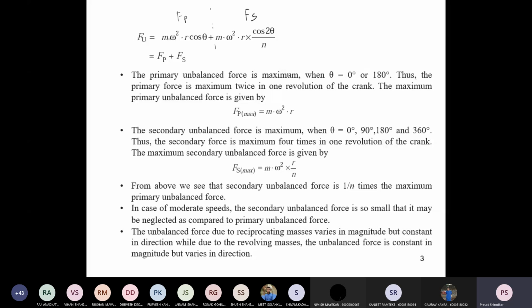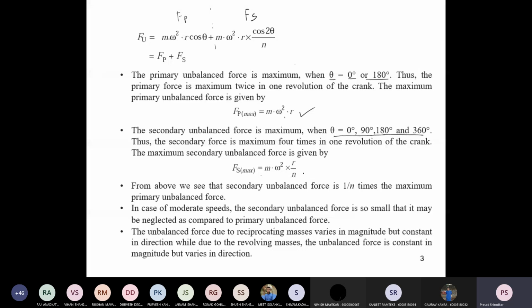Okay, so the primary unbalanced force reaches a maximum value when theta is equal to 0 or 180 degrees, and the primary unbalanced force is given as m omega square r. And the secondary unbalanced force reaches a maximum value when theta is 0, 90, 180 and 360 degrees. So Fs max is given as m omega square r by n. So if you multiply the primary by 1 by n, the reciprocal of the obliquity ratio, you will get the secondary unbalanced force, that is the maximum value. Here the maximum value for the primary unbalanced force is reached twice in one cycle, and in case of the secondary unbalanced force it is reached 4 times in one cycle.